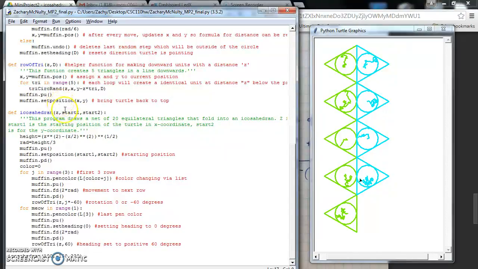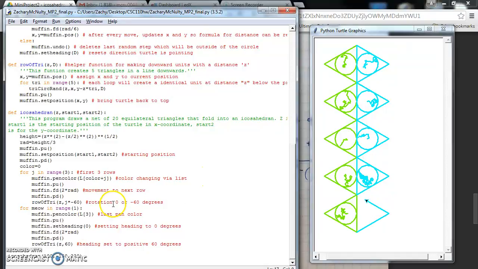It's going to have start position, a start x coordinate, and start y coordinate, which is right here spelled out, and z is the length of the side there. So here's my formula again, and there's my radius, there's Muffin picking up the pen, going to the start position, and then starting the actual code of the rows.